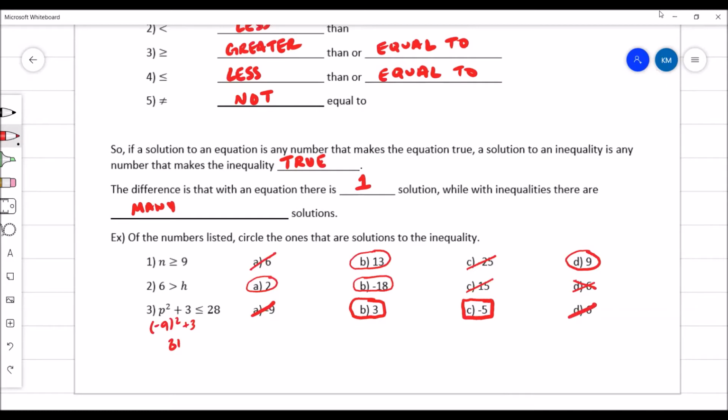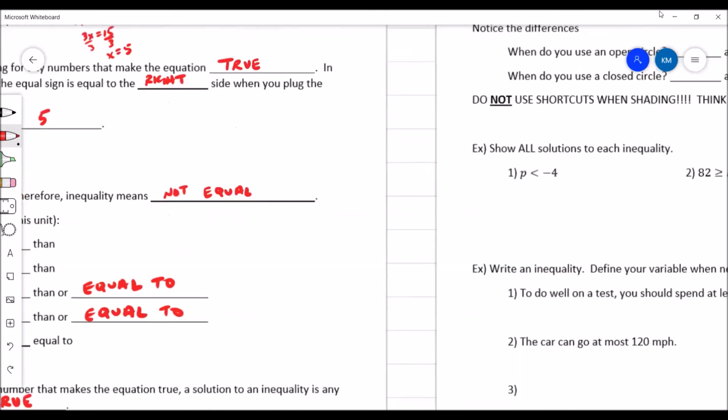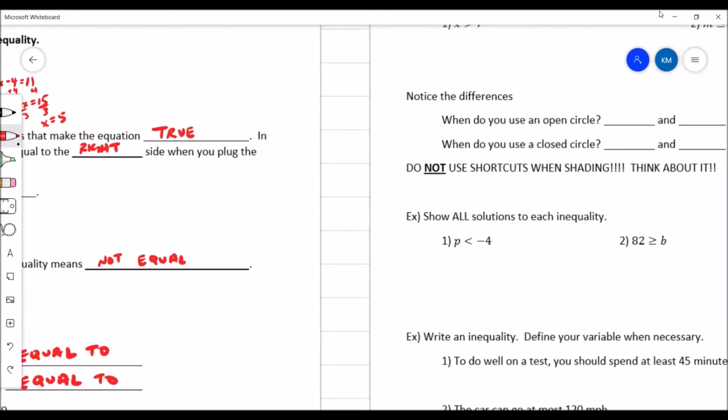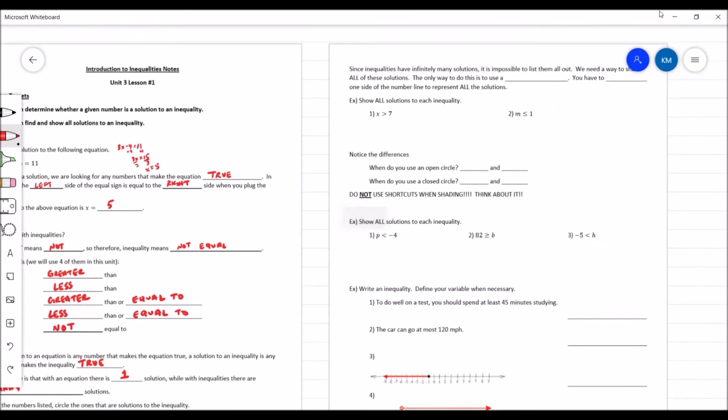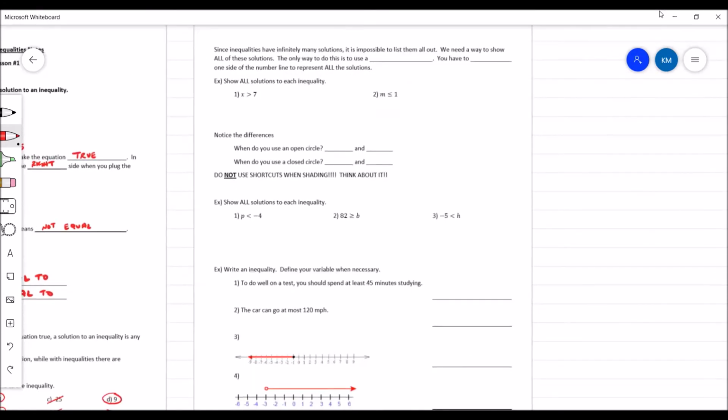Okay, so the point of this is seeing how we can check our answers, but more, seeing that there are many answers that work for an inequality. There's going to be many solutions there. All right, moving on to the next page. All right, here we go.